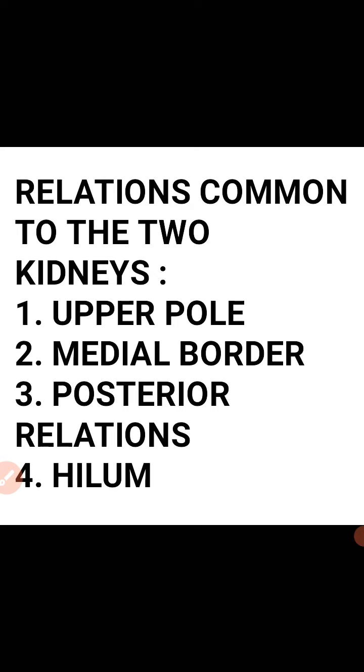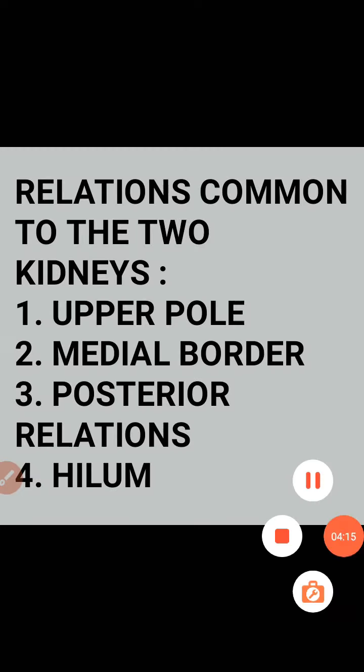In the hilum there are three structures from anterior to posterior which are common in both kidneys. The structures in hilum are the same in both kidneys, and from anterior to posterior are renal vein, renal artery and renal pelvis. And the posterior relations of both kidneys are the same.